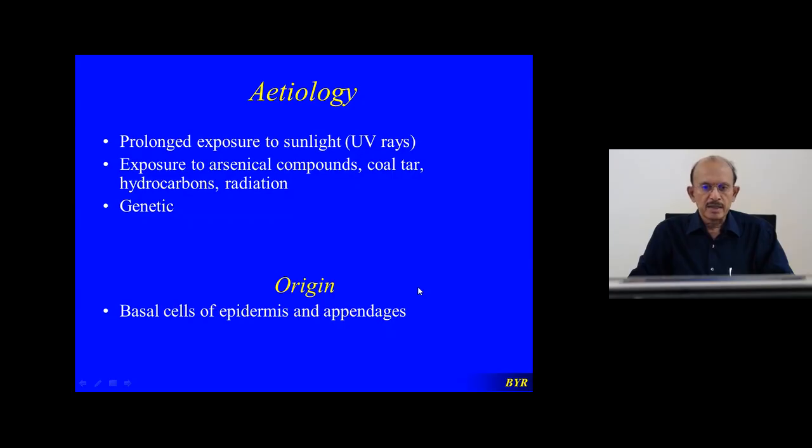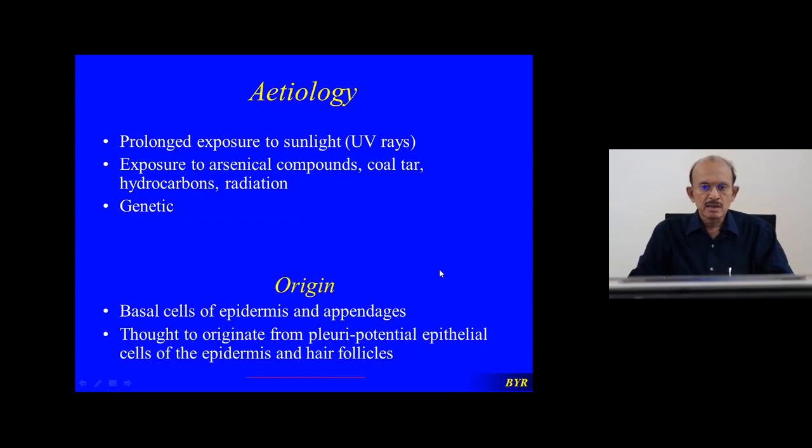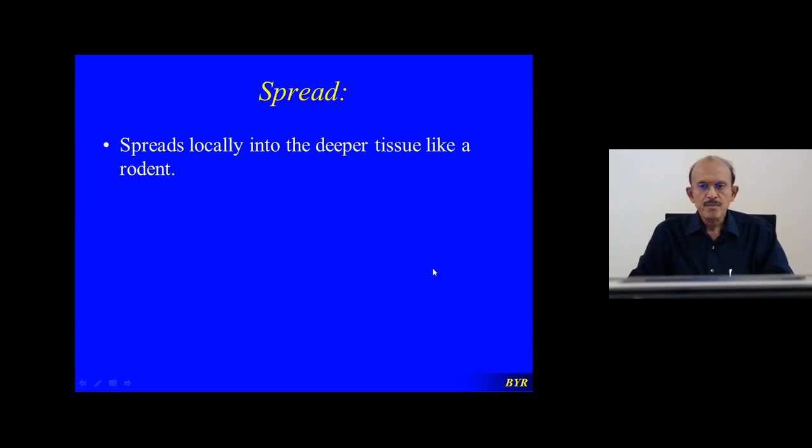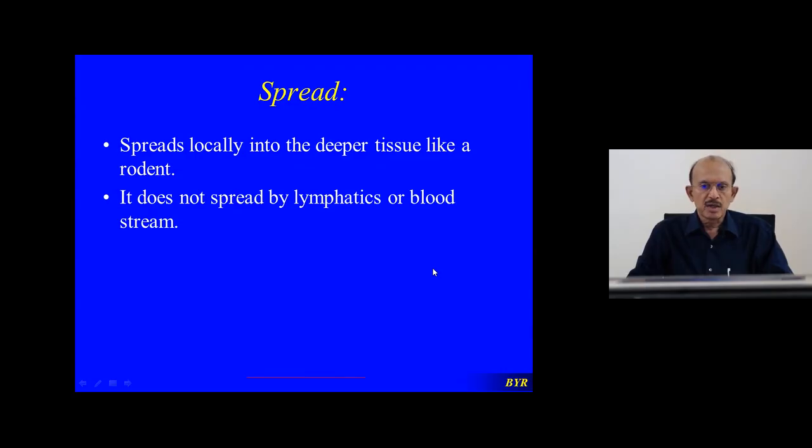The cell of origin is from basal cells of the epidermis and from the appendages. Thought to originate from pluripotential epithelial cells of epidermis and hair follicles. Spreads locally into deeper tissues like a rodent. It doesn't spread by lymphatics or bloodstream.